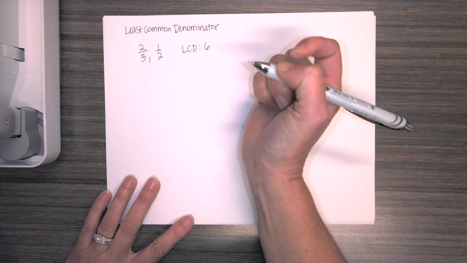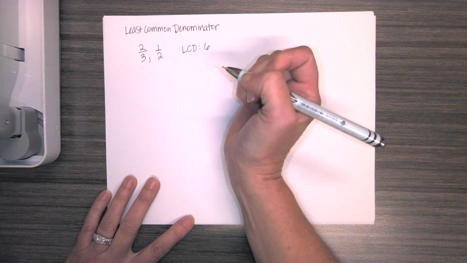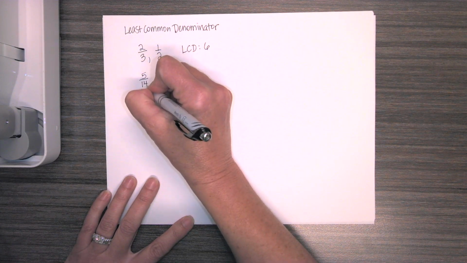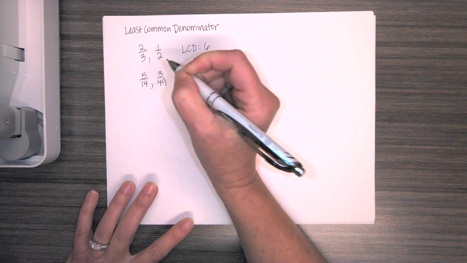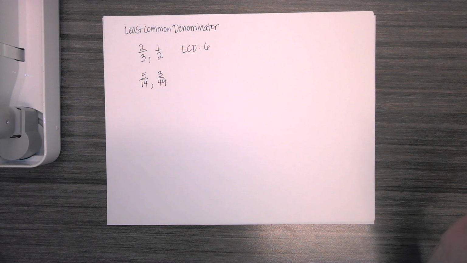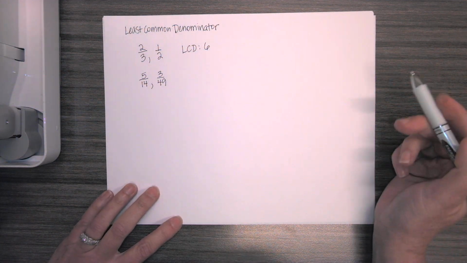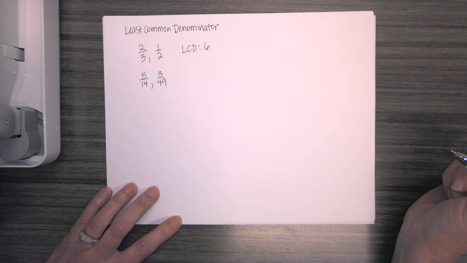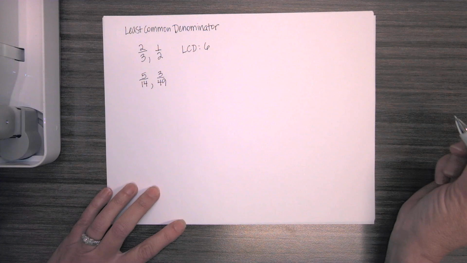be 6. That one was easy for us to do in our heads because most of us know the multiples of 3 and the multiples of 2. But if I gave you bigger denominators like 14 and 49, some of us don't know the multiples of 14 and 49 right off the top of our heads. And so rather than listing those multiples, because that's not super easy to do either, we can use this method to find the least common denominator. And this is what we'll use as we move into polynomial denominators as well.